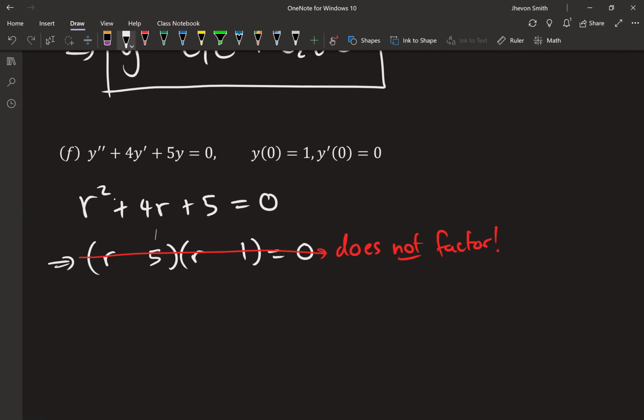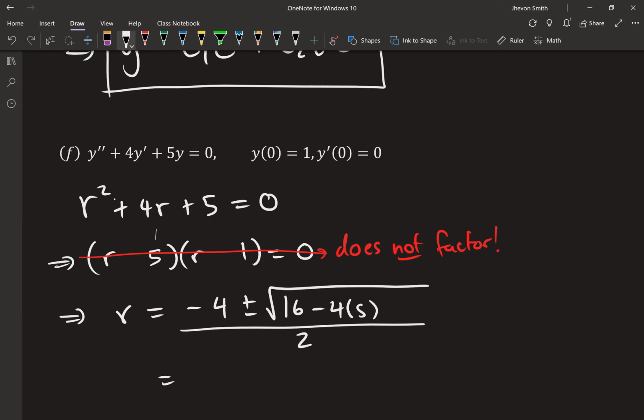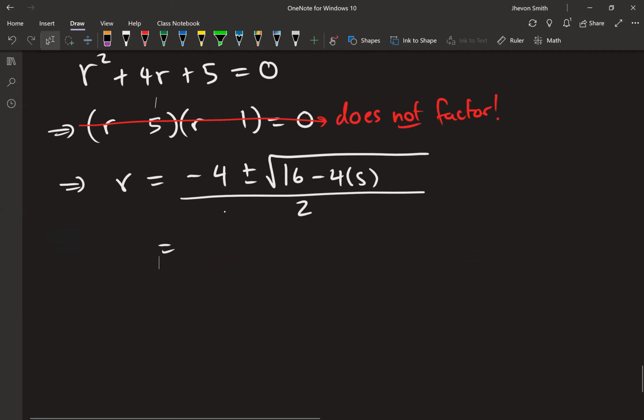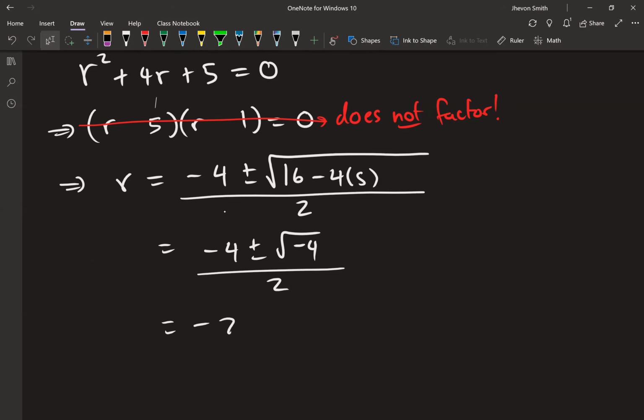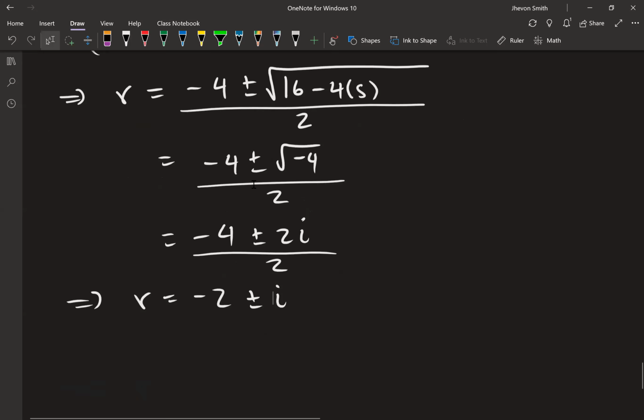So then, game plan 2, quadratic formula. Minus b plus or minus the square root of b squared minus 4 times a times c, all over 2 times a. 4 times 5 is going to be 20. 16 minus 20 is minus 4. So this is plus or minus the radical of minus 4, all over 2. Of course, this is going to be minus 4 plus or minus 2i all over 2. And so we get that our r is equal to minus 2 plus or minus i. So that is our r value.